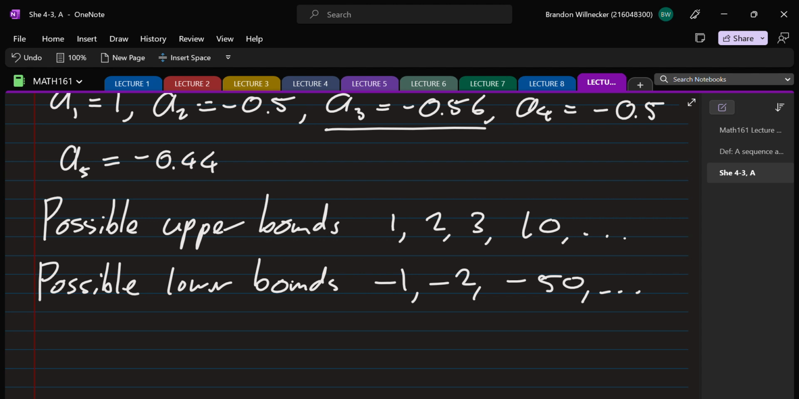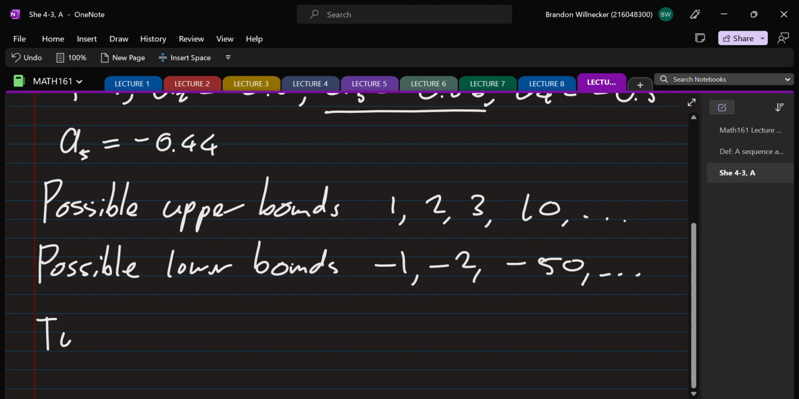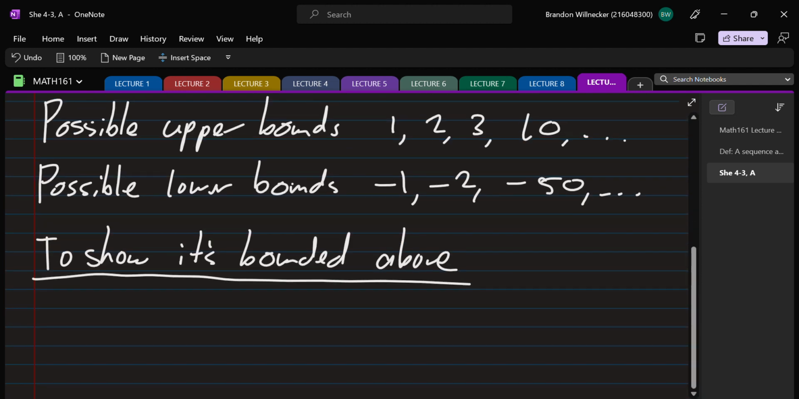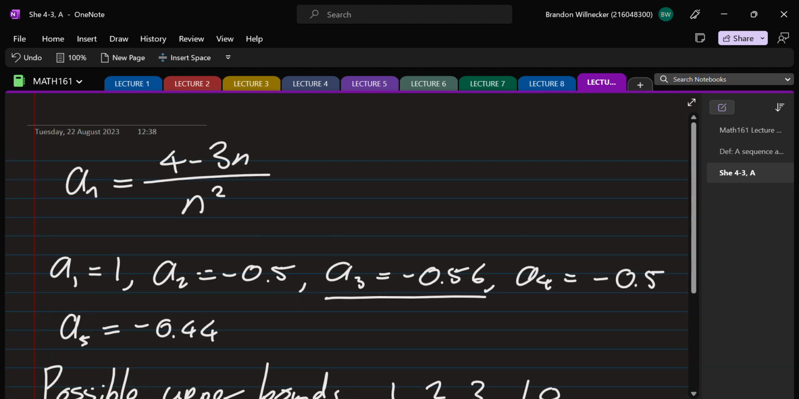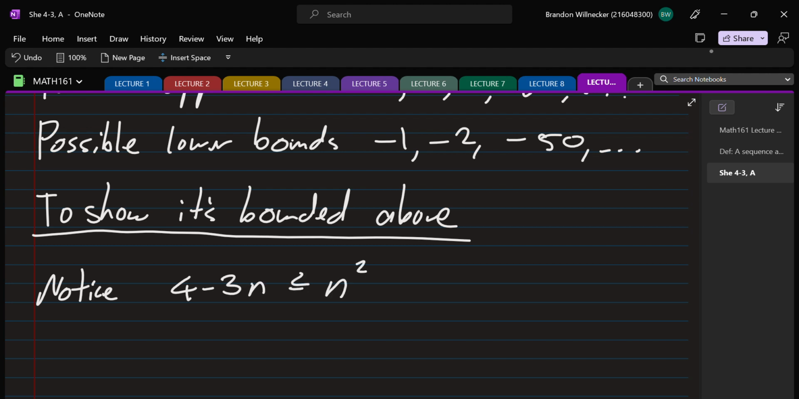Okay, so to show that it's bounded above, we need to come up with some inequality that shows that the sequence here is less than some constant. If we show that, then it's bounded above. So first notice that 4 minus 3n is less than or equal to n squared.